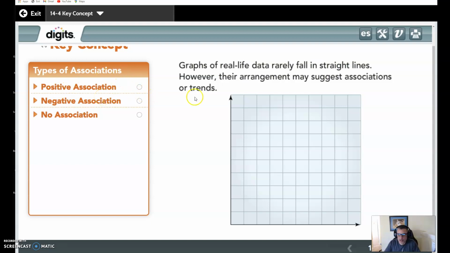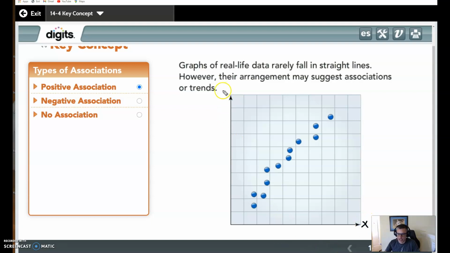So let's go ahead and give me a blank graph here. I'm going to click on each one of these, and then I'm going to come up with a real life example of each type of association. So the first is a positive association. If we're looking at this from purely a mathematical perspective, we have no context.